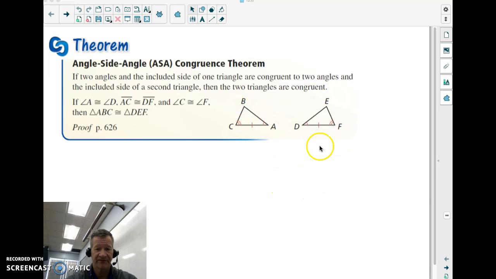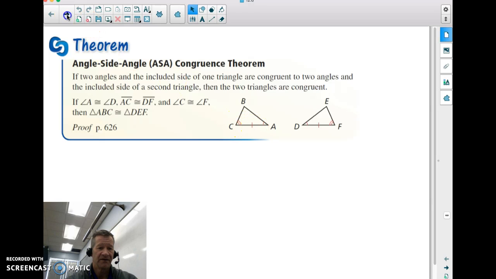So you can see again from the illustration, A and C are marked congruent to D and F, and then side AC is congruent to segment DF. You have an angle, a side, and an angle on each triangle. It can't be just any side, it has to be the included side. In other words, right in between the two angles.